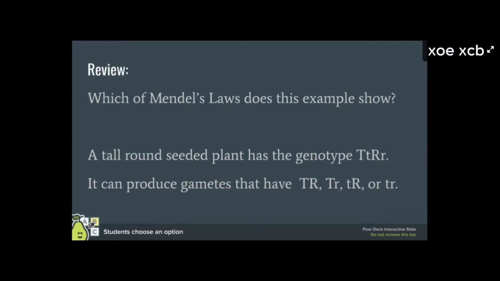All right, which of Mendel's laws does this example show? A tall, round-seeded plant has the genotype big T, little t, big R, little r. It can produce gametes that are big T big R, big T little r, little t big R, or little t little r.